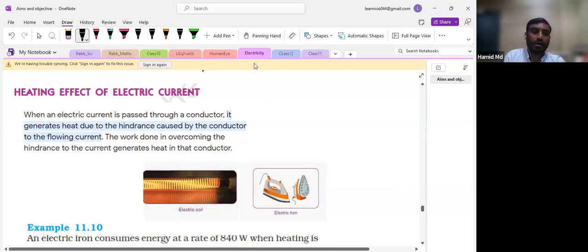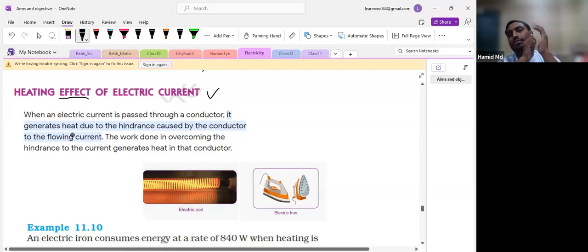We have the next topic, and most probably the last couple of topics of our chapter. Shoaib, heating effect of electric current. What do you mean by heating effects? How is heat generated in our electric gadgets? This is the classical example. When we rub our hands, heat is generated because of what? Because of friction. Yes, sir.